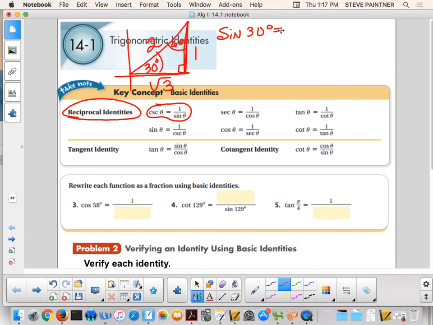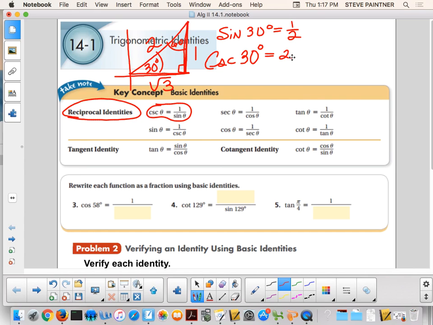Here's 30 degrees, a point. Opposite over hypotenuse, 1/2. Okay, so that's the answer to sine of 30. I bet you guys could just tell me right now, what would cosecant of 30 equal? 2 over 1, yeah, 2. That's the answer, right? Okay, but hang on.